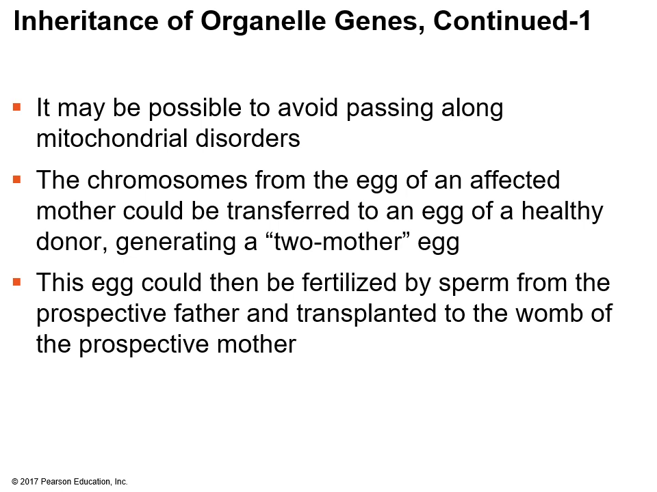It may be possible to avoid passing along mitochondrial disorders. The chromosomes from the egg of an affected mother could be transferred to an egg of a healthy donor, generating a two-mother egg. This egg could then be fertilized by sperm from the prospective father and transplanted to the womb of the prospective mother.